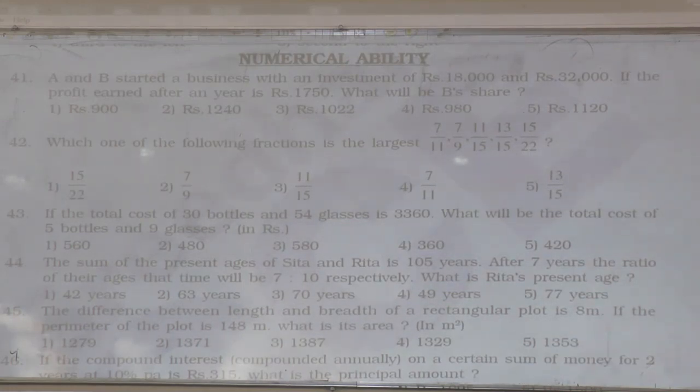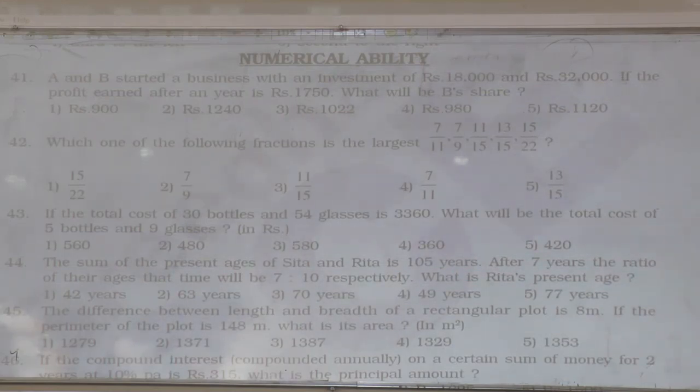A and B started a business with investments of 18,000 and 32,000. The profit earned after 1 year is 1750. What will be B's share? Right, so we need to calculate the profit sharing ratio.